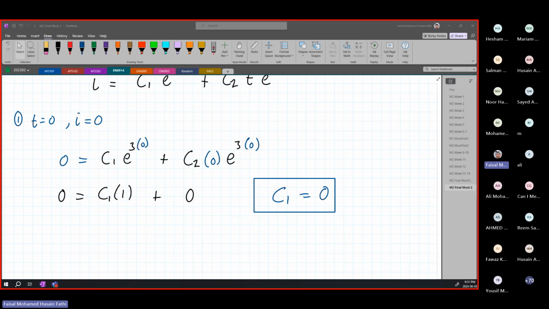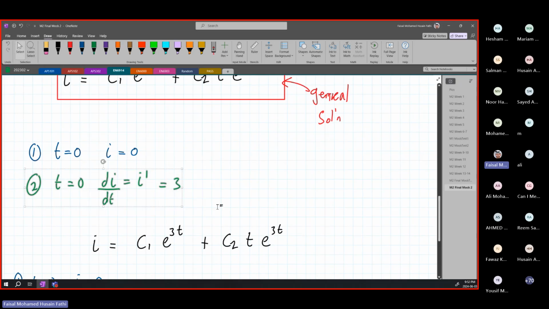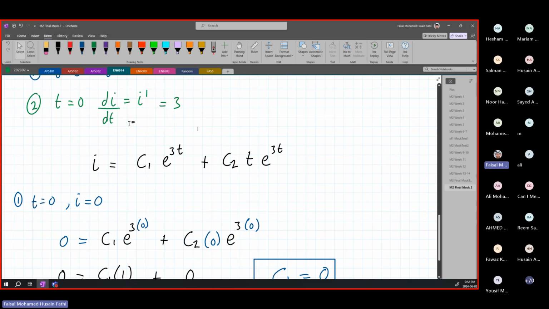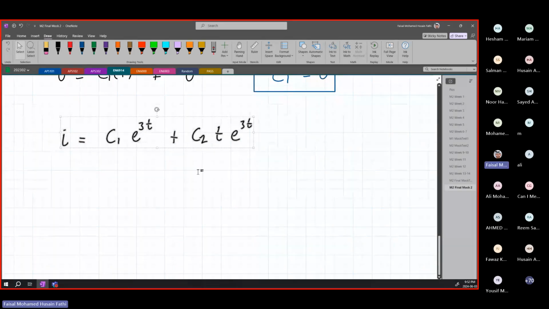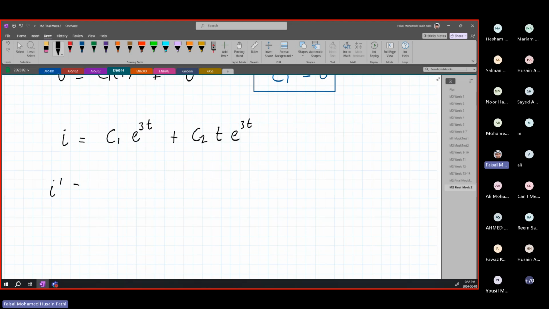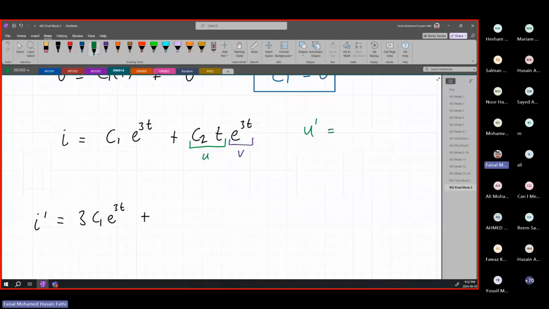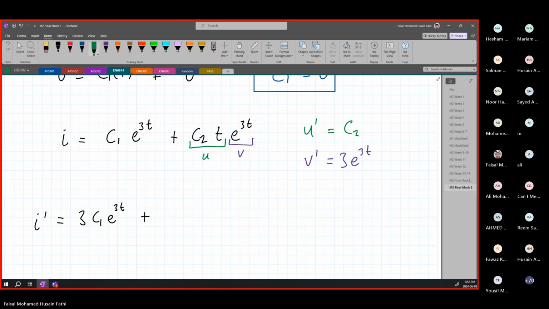Now we need to find our C2 value using our second given values or initial values. However, here we have I prime, so we need to find the differentiation of this general solution. So we need to find I prime, which is equal to, for the first part, C1 e power 3t, so it becomes 3 C1 e to the power of 3t, plus, in here, we have a product rule where this is u and this is v. So we find our u prime, which is equal to C2, and our v prime, which is equal to e to the power of 3t becomes 3 e power 3t.